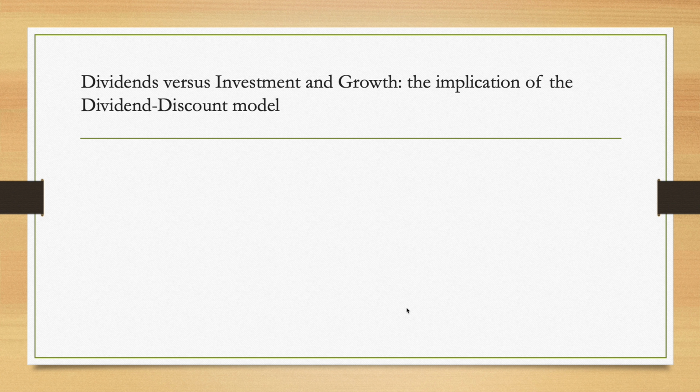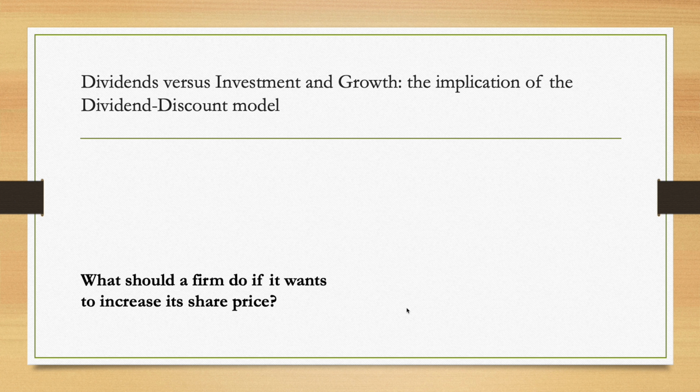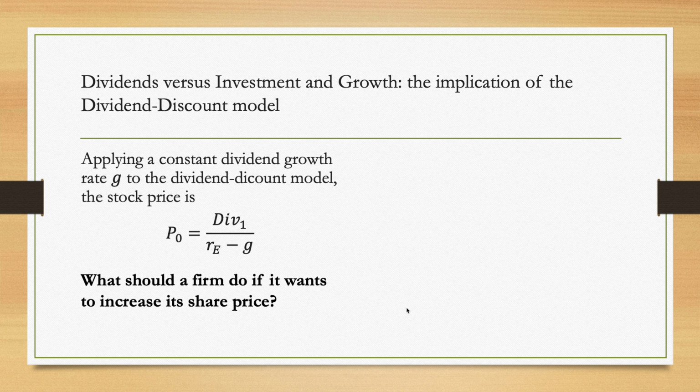Dividends versus investment and growth. What should the firm do if it wants to increase its share price? In order to answer this question, let's take a look at a simplified case. Applying a constant dividend growth rate g to the dividend discount model, we get the stock price calculated as the dividend for the next year divided by the equity cost of capital minus the dividend growth rate g.